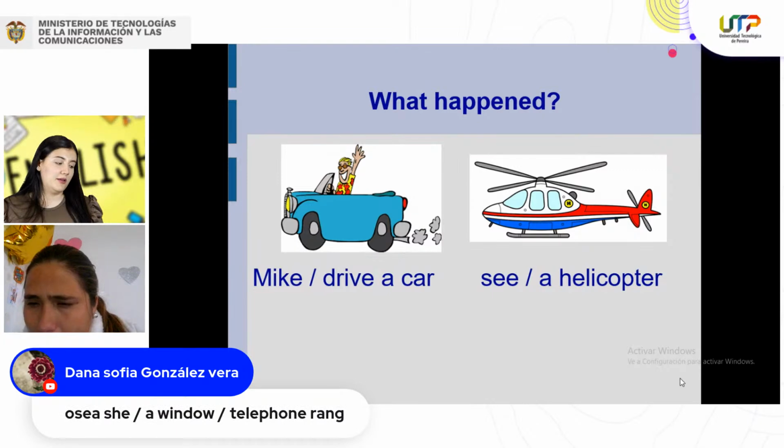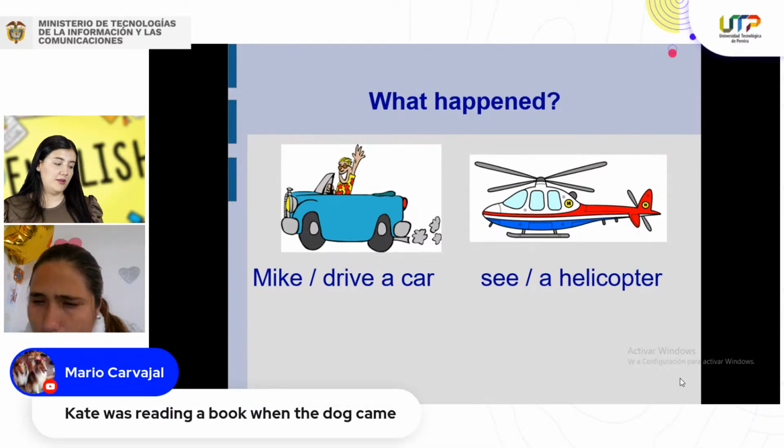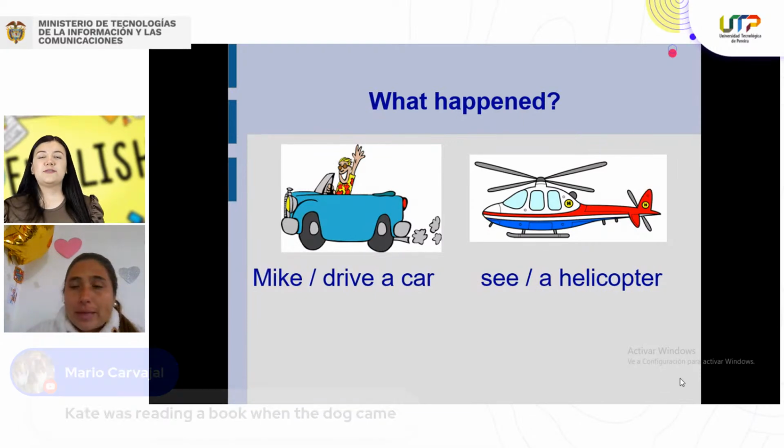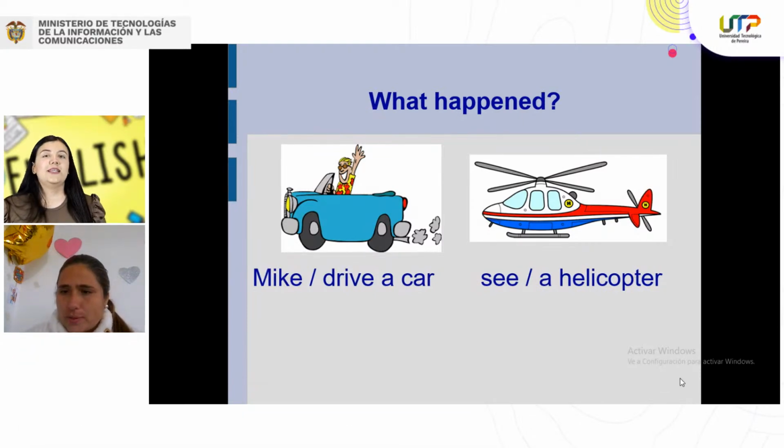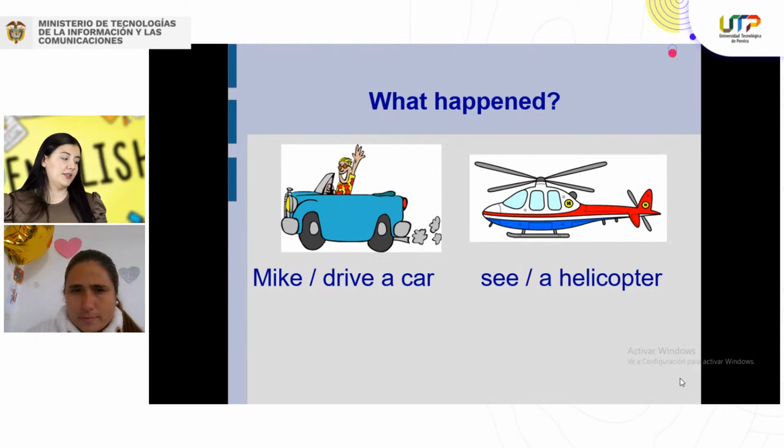Mario Carvajal: Kate was reading a book when the dog came. Oh, well, that was from the previous one, right? Yes, the previous one. Yeah, okay, Mario, that is correct, but that is from the previous example. Nice. In this case, what is the interruption?